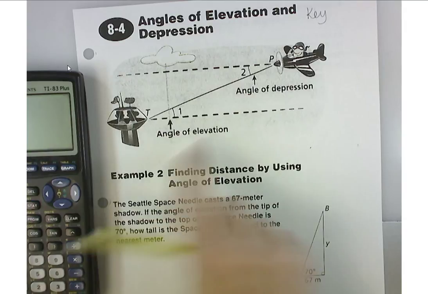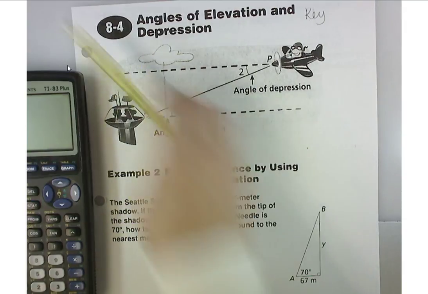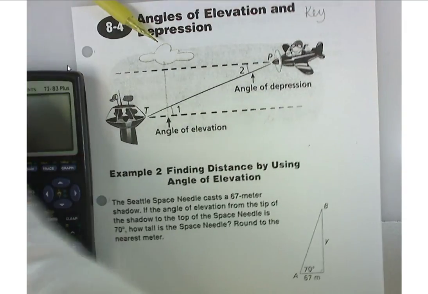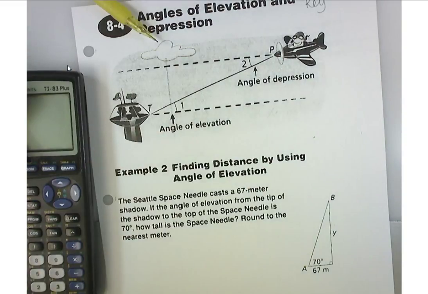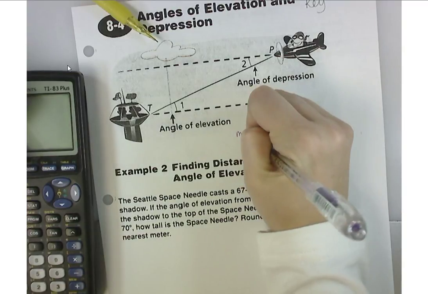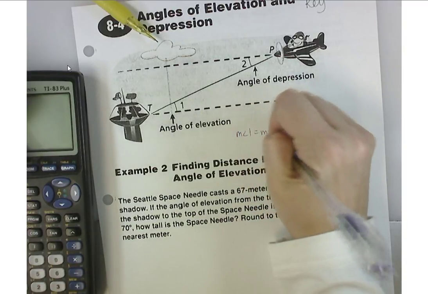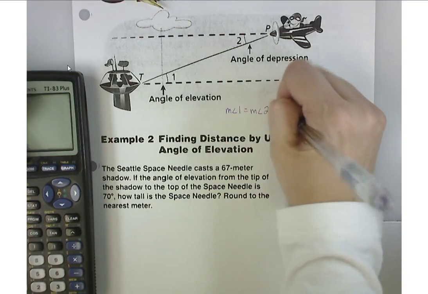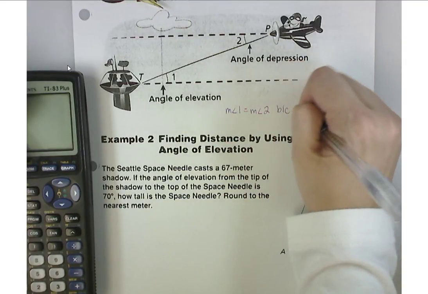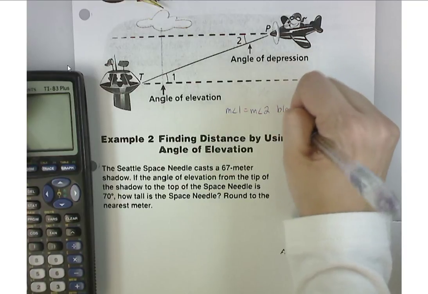Now, one thing you can notice about angle 1 and angle 2 is that their measures would be equal, and that's because they form a special pair of angles. Do you guys know what that is? Alternate interior angles. So the measure of angle 1 is going to equal the measure of angle 2 because they are alternate interior angles.